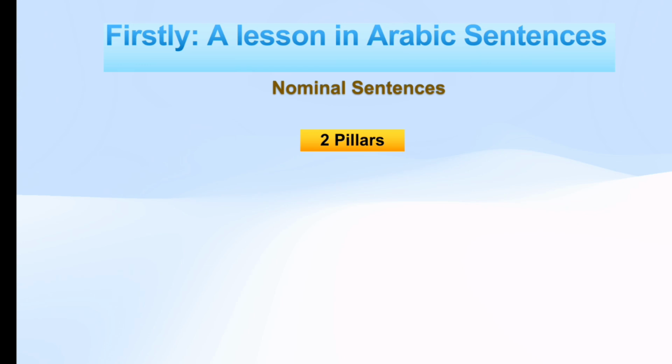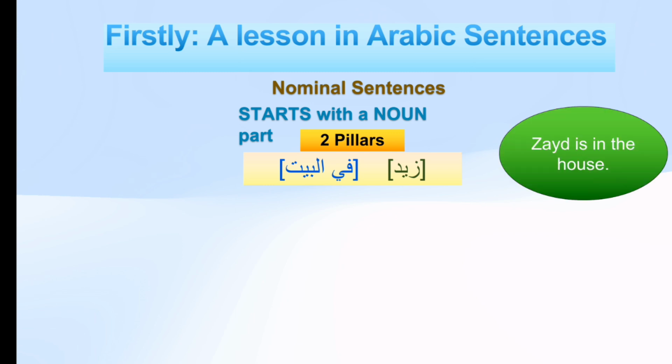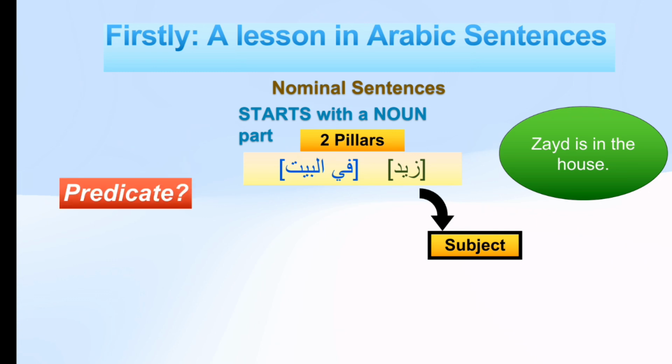So nominal sentences have two pillars. Again, remember it starts with a noun. Another example of this is the sentence Zaidun fil bayt, which means Zaid is in the house. Here Zaid is the subject of the sentence. Notice it's a noun we're starting with, so it's a nominal sentence. So we have the first pillar, the subject.